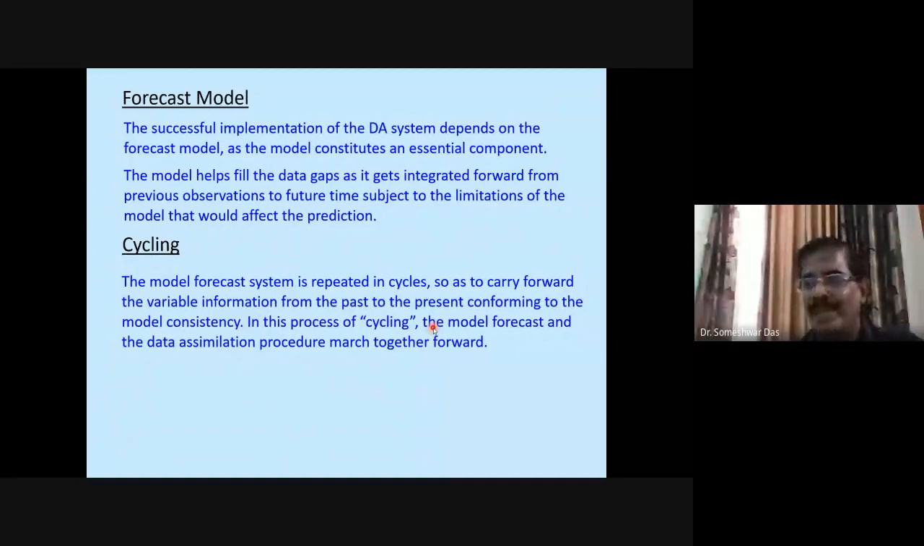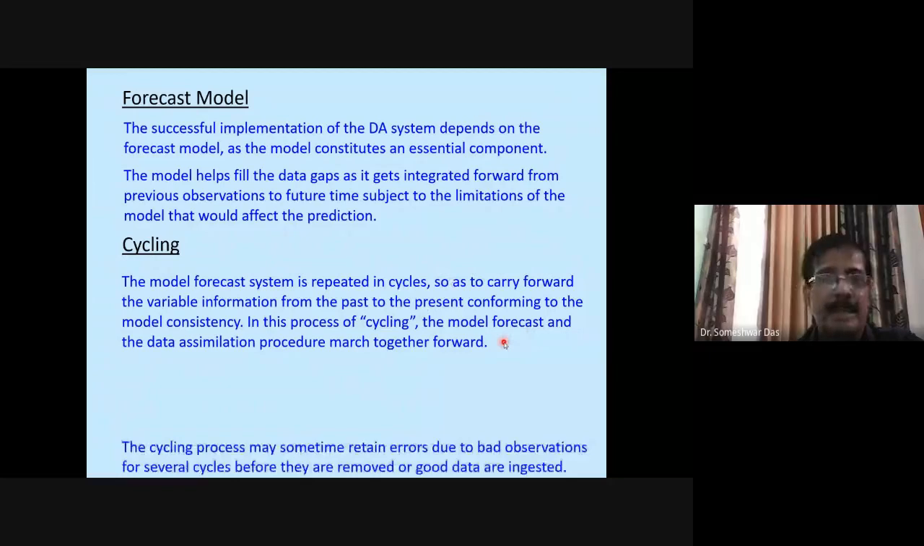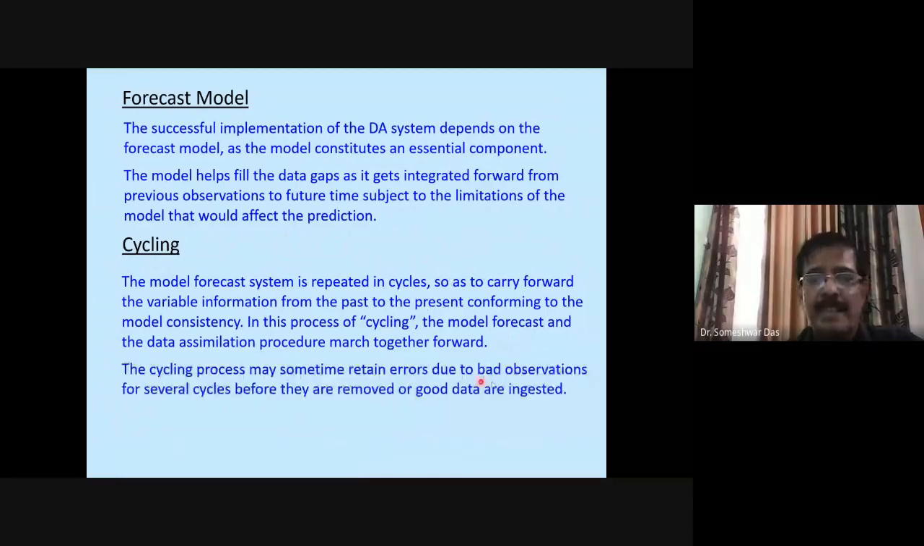Whereas once you have started, then you start cycling the forecast from the past time to the next time step. So that is called the cycling. Okay, cycling the model forecast. The cycling process may sometimes retain errors due to bad observations, which we already discussed, for several cycles before they are removed or good data is ingested.